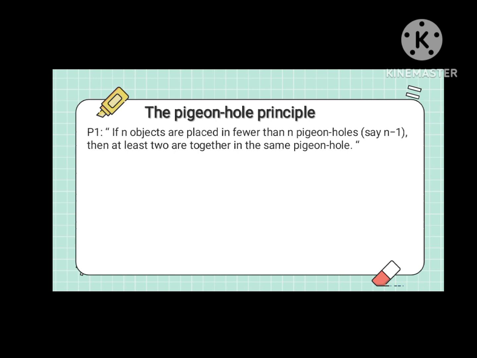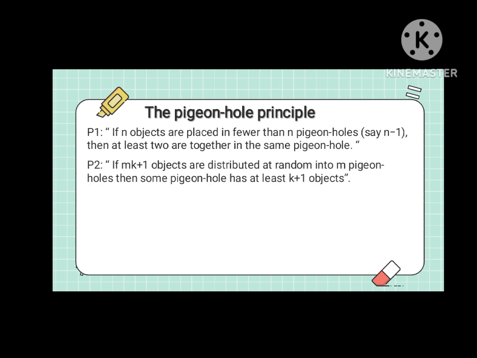Premise 1. If n objects are placed in fewer than n pigeonholes, say n-1, then at least 2 are together in the same pigeonhole. A more general form of this principle states, premise 2: if mk plus 1 objects are distributed at random into n pigeonholes, then some pigeonhole has at least k plus 1 objects. P1 and P2 are informal versions of the principle, which in formal mathematics are stated more abstractly.